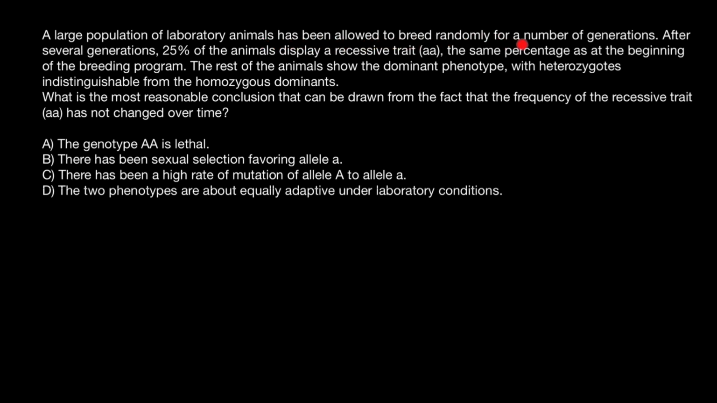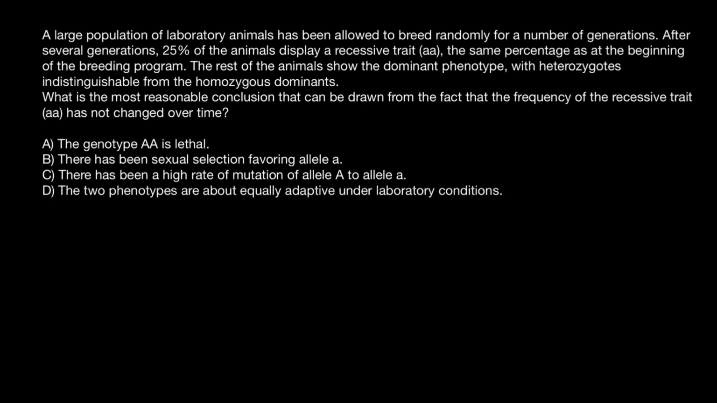Today's problem: a large population of laboratory animals has been allowed to breed randomly for a number of generations. After several generations, 25% of the animals display a recessive trait, the same percentage as at the beginning of the breeding program. The rest of the animals show the dominant phenotype, with heterozygotes indistinguishable from the homozygous dominants. What is the most reasonable conclusion that can be drawn from the fact that the frequency of the recessive trait has not changed over time?